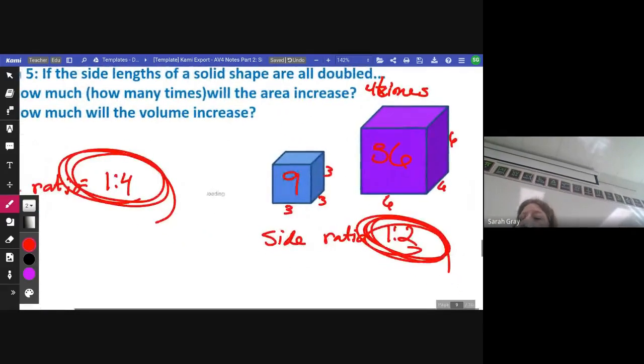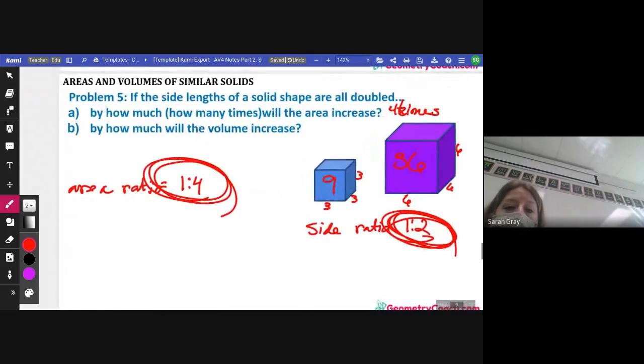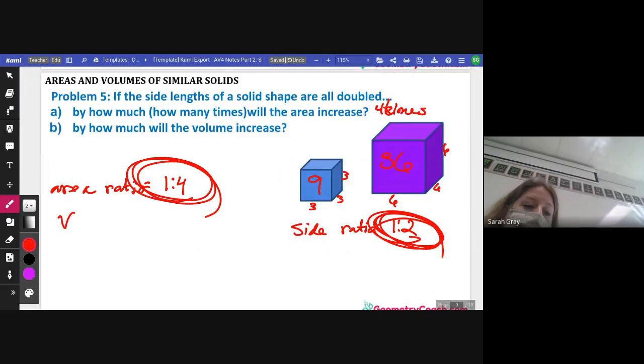And if you can use the numbers here again, I just did the front of the box. The front of the little box was 9. The front of the big box was 36. That's an increase of multiplying by 4. Increased 4 times. How many times does the volume increase?